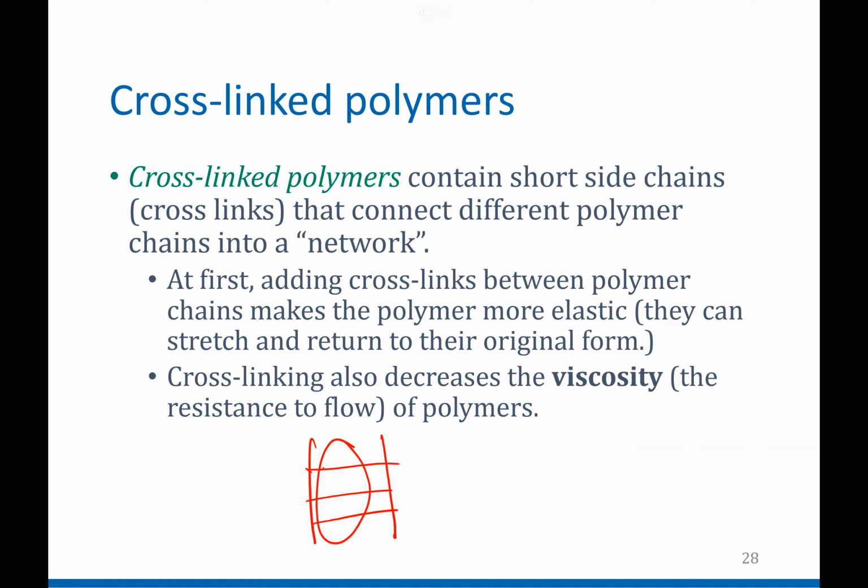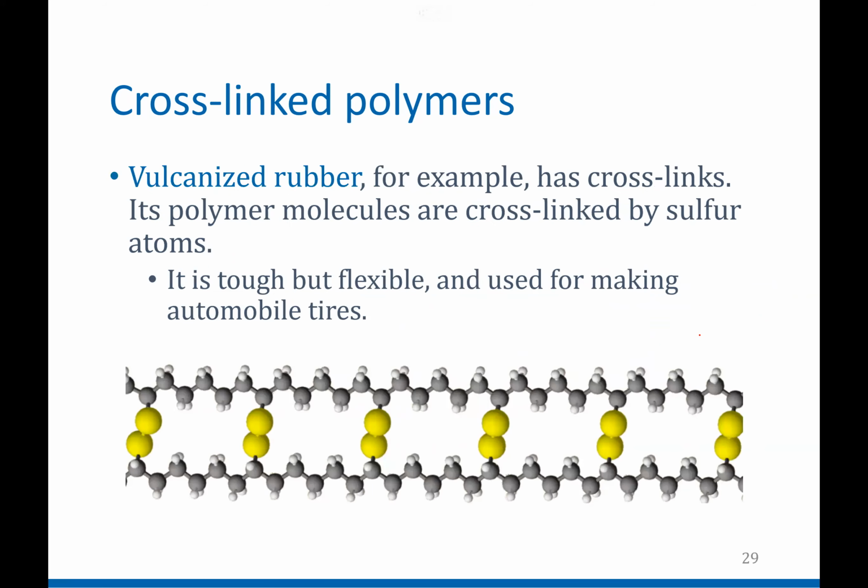So cross links between polymer chains can make the polymer more elastic. So, like lab one. The cross-linking can also help just decrease the viscosity, the resistance of flow. But in lab one, you'll see this part in action. Lab one is pretty cool.